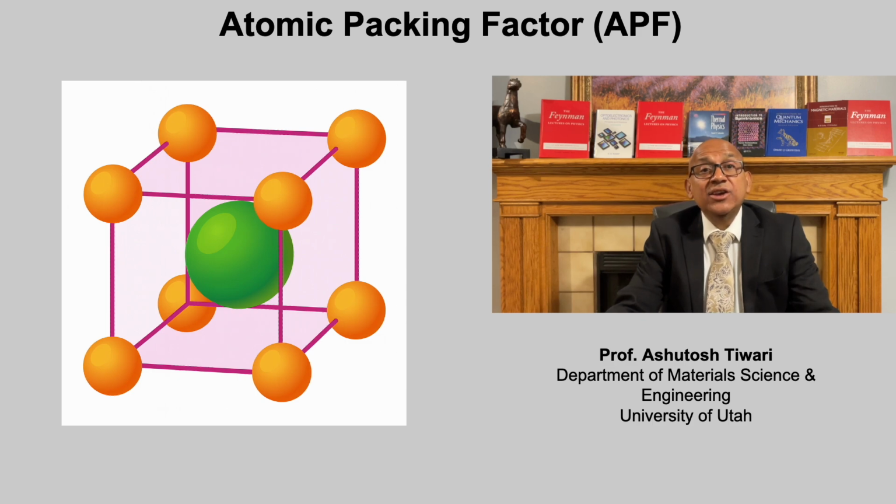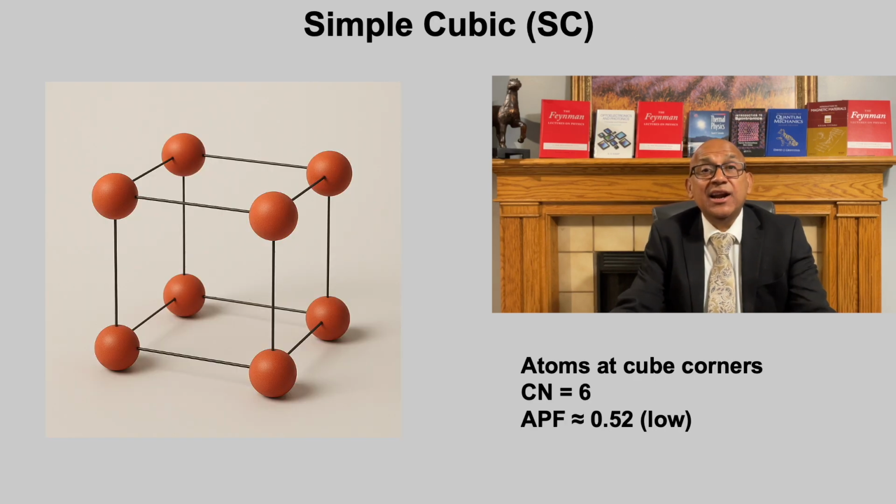Packing efficiency influences density, slip behavior, and thermal stability. For example, metals with FCC or HCP structures are generally denser and softer, while BCC metals often have lower density but higher strength. At the nanoscale, APF concepts help us understand surface reconstructions and nanoparticle morphologies, where packing can shift from bulk values. Let us start with the simplest lattice, the simple cubic structure.